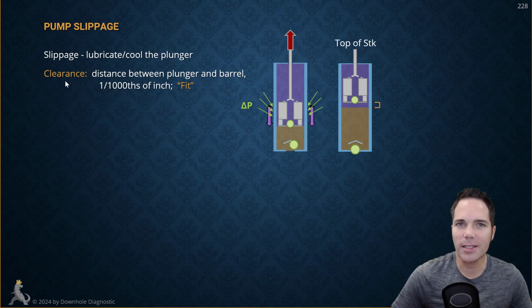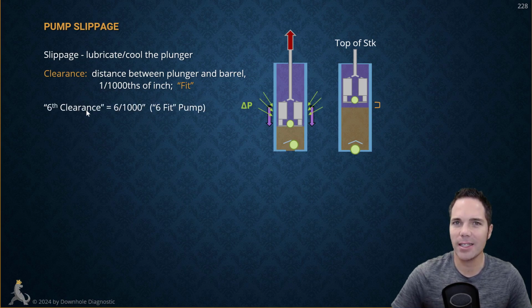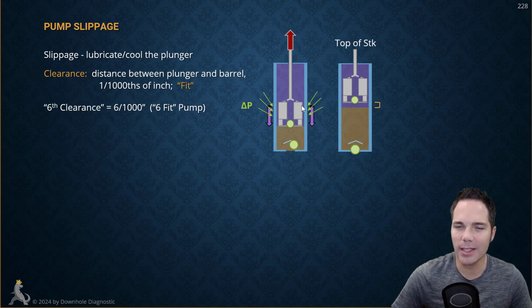The clearance is the term used for the distance between the plunger and the barrel, and it's in thousandths of an inch. It's also known as the fit, the pump fit. So if you're looking at what the clearance is, let's say you have a 6 thousandths clearance. That means there's 6/1000ths of an inch between the outside of the plunger and the inside of the barrel. That would be known as a 6-fit pump.